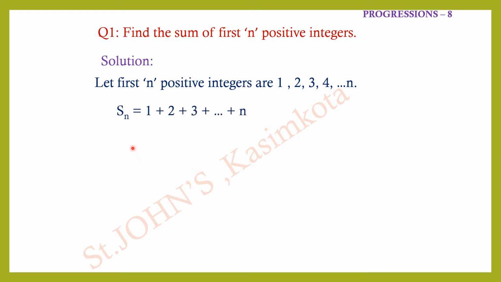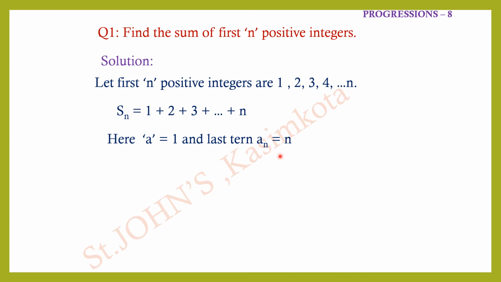Sum of first n positive integers: Sn equals 1 plus 2 plus 3 plus so on plus n. First number 1, last number n. Clear? Here first term a, or a1, is equal to 1. Second term a2 is equal to 2. Third term a3 is equal to 3. Last term an, or l, is equal to n.